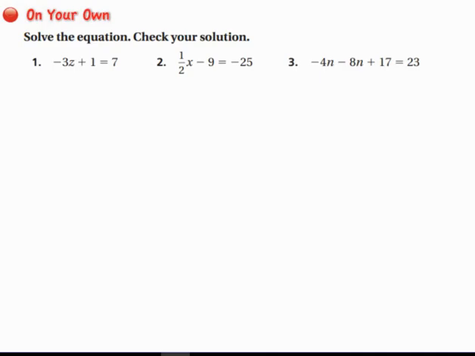Here are some for you to try. These first two are just regular two-step equations. The third one, you're going to have to combine like terms first. So you can pause the video right now and then come back and check your answers.